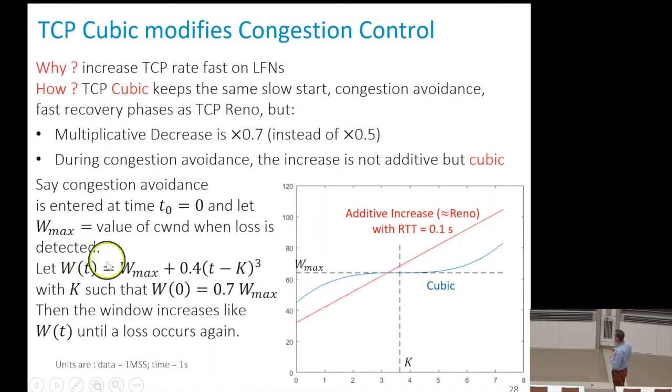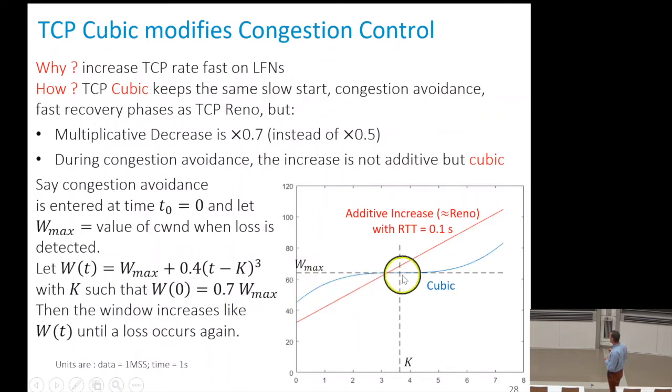The increase is such that when t is equal to k, so k is computed such that this is exactly when we reach the value Wmax here, and then it increases in a cubic term here, multiplied by a coefficient that has been set empirically by trying a number of things that I will perhaps mention in a few minutes. So that's the first thing it's doing.